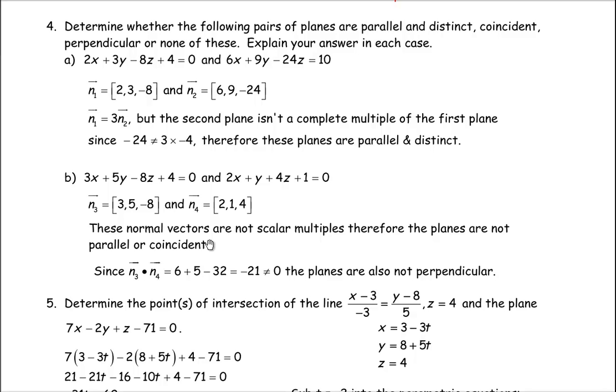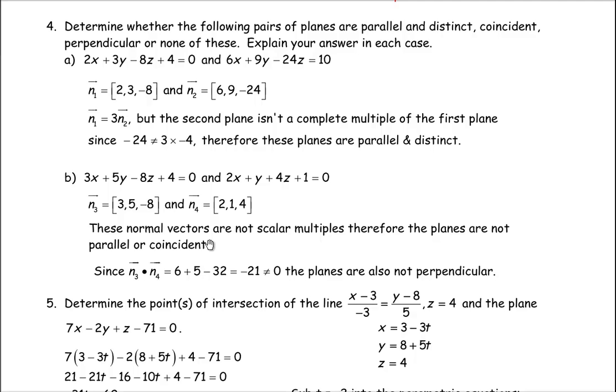So that would mean that the second plane is not a complete multiple of the first. So they're parallel, but they're parallel and distinct. They're not the same plane. If, for example, that was a 4 and I had a plus 12 here equals 0, then they would actually be the same plane because they would be complete multiples of one another. Okay, so that's the case for number 4.